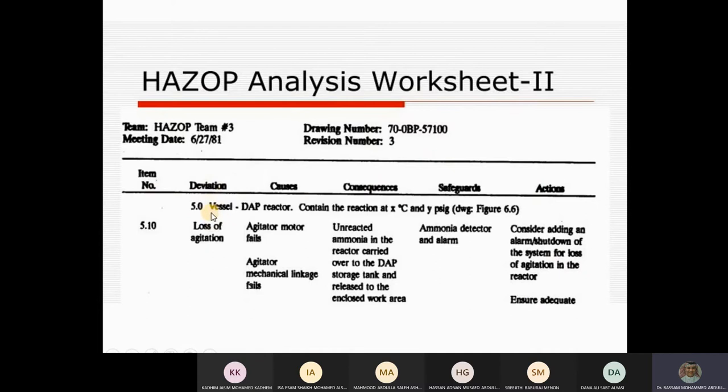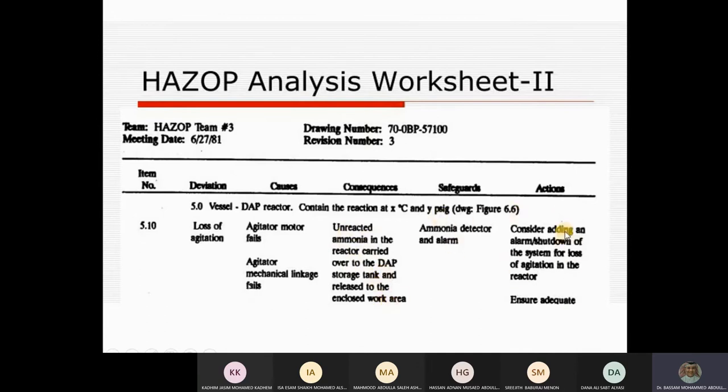And for example, the vessel, DAP reactor, contains the reaction, and we want to contain the reaction at a certain degree centigrade and PSI pressure. Loss of agitation, there's no agitation. Agitator motor fails, or the mechanical linkage fails. So what do I have? I have unreacted, nothing is reacting, or there's little reaction, and there's unreacted ammonia in the reactor carried again to the tank and released to the work area.